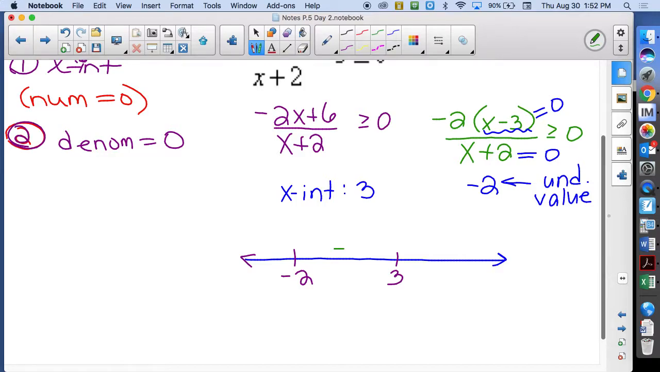Or wait, I'm sorry. I meant -3. Okay, for -3, that side. And then I did 0. Perfect. 0 is a great number. And 4. And 4. Okay.